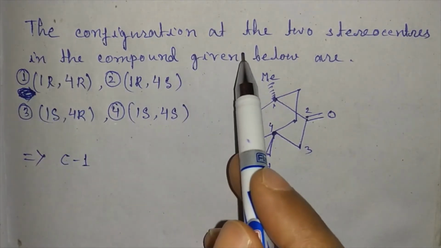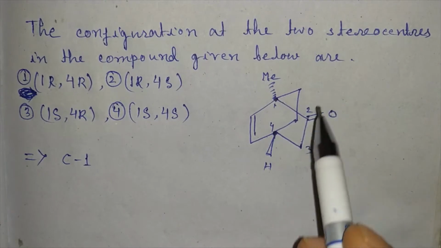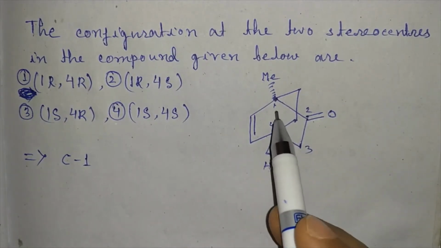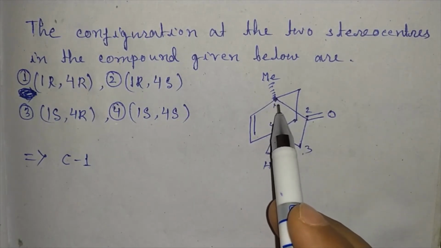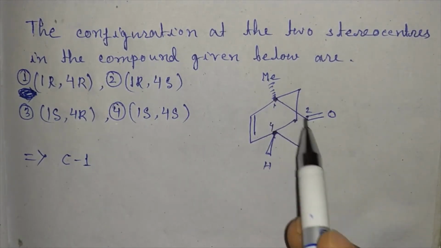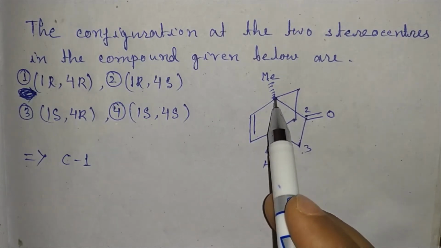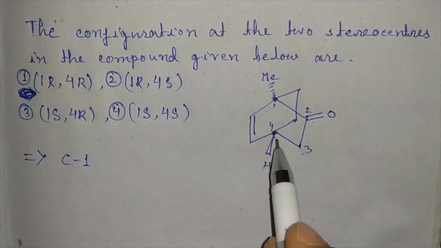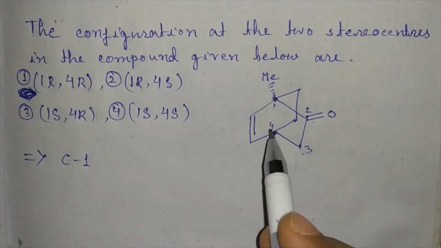The configuration at the two stereocenters in the compound given below are. So here this compound can be numbered as 1, 2, 3, 4. Now carbon 1 has 4 different groups attached to it, so it is a stereogenic center, as well as in carbon 4 there are 4 different groups attached to it. So carbon 4 is also a stereogenic center.